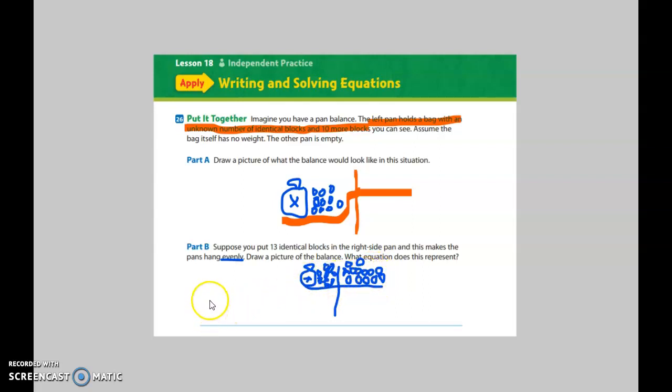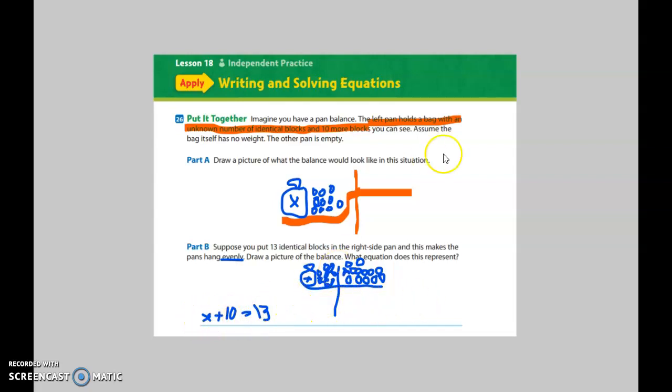So if we wanted to write this as an equation, we would start with our left side. So we have x, because we're on a bag of blocks. And we're adding to that a 10, because on the same side of our pan, we have 10 blocks that we can see. And on the other side, we have 13. So this should be easy mental math for you guys. 13 minus 10 would equal x. So 13 minus 10 is 3, so x is 3.